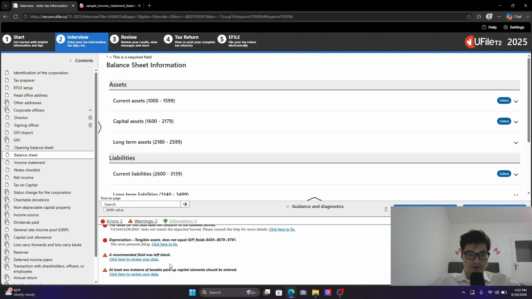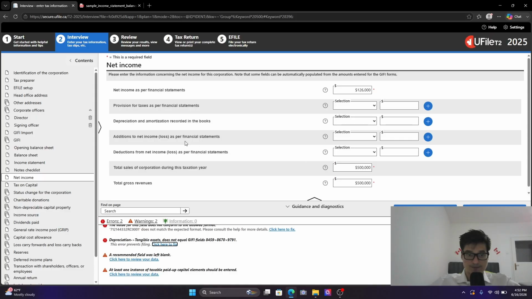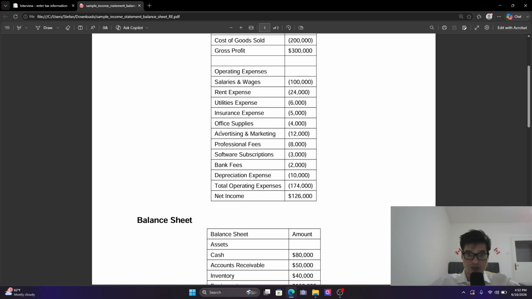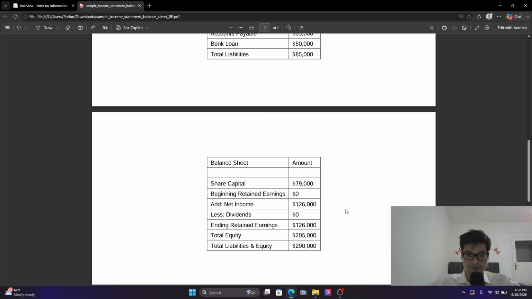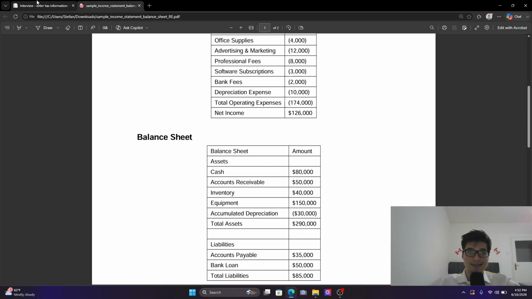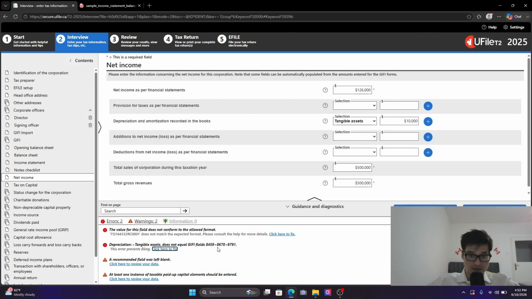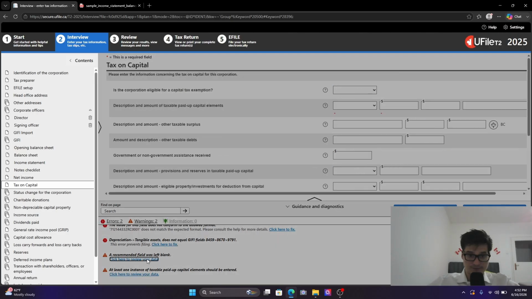Now we have a few things here where our error says our depreciation. So did we have any depreciation? Yes, we did. How much was our depreciation expense? We have to go to our amortization. Okay, it's 10,000. So we had 10,000 of an expense. So we need to match that. So our amortization expense was on a tangible asset of 10,000. And that is what it should equal to.